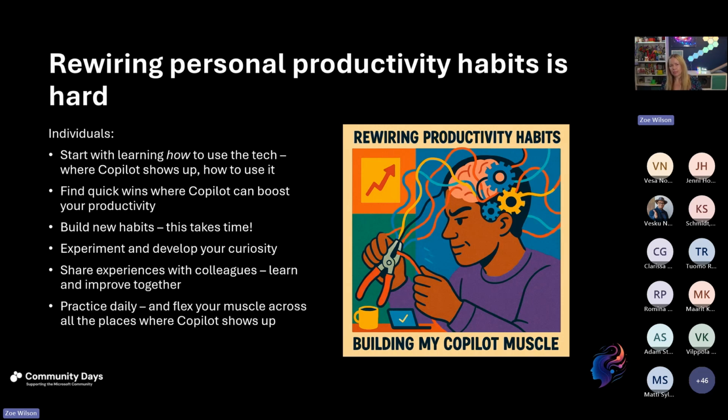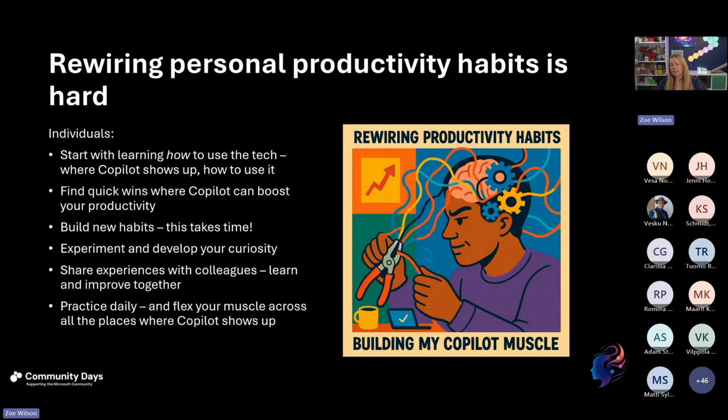And the people that I see have the most success with this are those who practice daily. And it could be as simple as putting a reminder in for the start of your workday, encouraging you to use Copilot to plan your day and figure out what you need to do. But those who start to practice daily are the ones who are able to build that muscle, not just in one Copilot app, but across all of the places where it shows up.